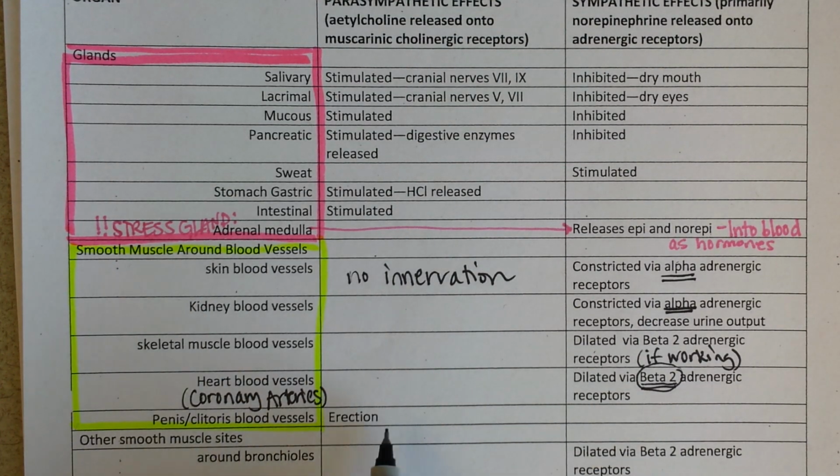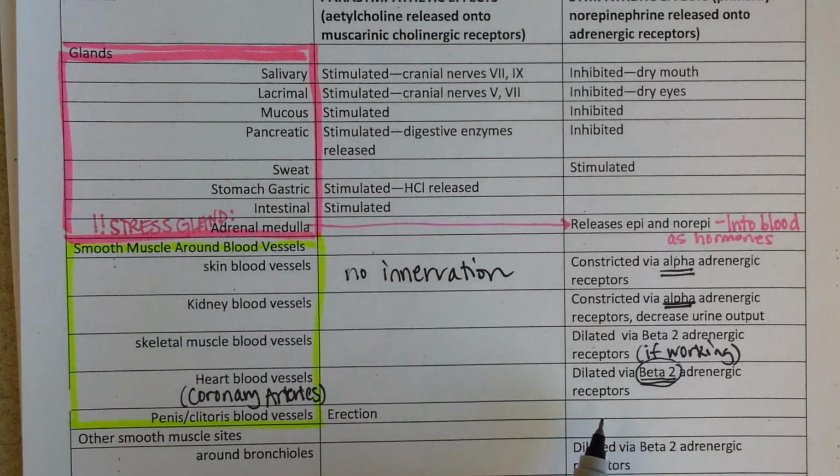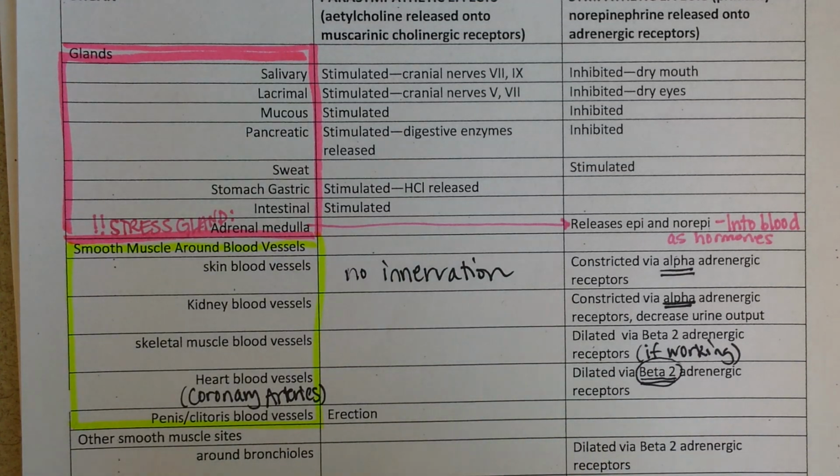And then sexual function. During arousal, both the penis and the clitoris become engorged with blood because the blood vessels dilate, and then erection can occur. And you notice that that is primarily parasympathetic. You'll see that for climax and orgasm, we get sympathetic involved. In order to have a successful sexual experience, you need to have both parasympathetic and sympathetic effects working.